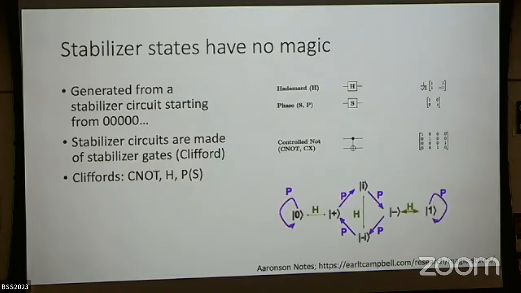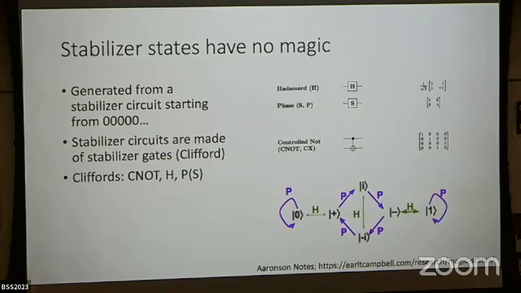Okay, so let me be a little more concrete now in defining what I mean by magic. I'll begin by talking about stabilizer states, since the definition is non-stabilizerness. We can start by defining what it isn't. A stabilizer state is generated from a stabilizer circuit, which is made of stabilizer gates. I've done kind of a circular logic here, but these stabilizer gates are what you know as Clifford gates, right? We have the Hadamard, the phase, and the CNOT, for example.